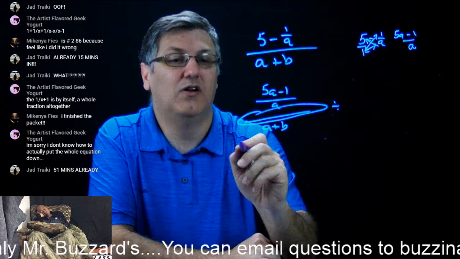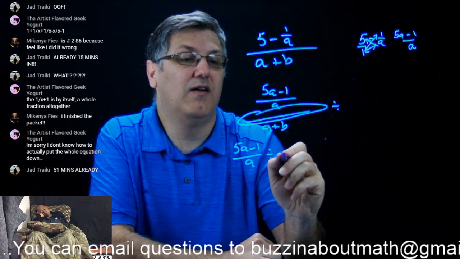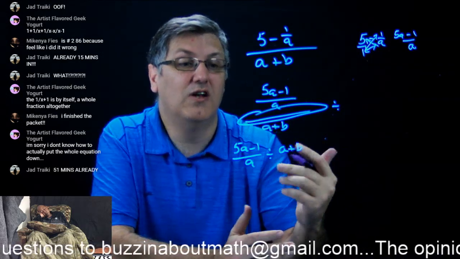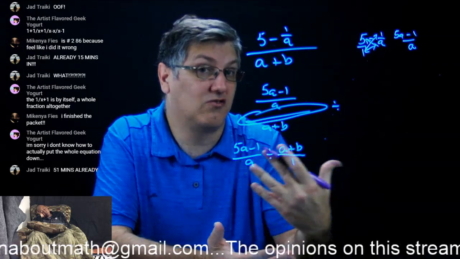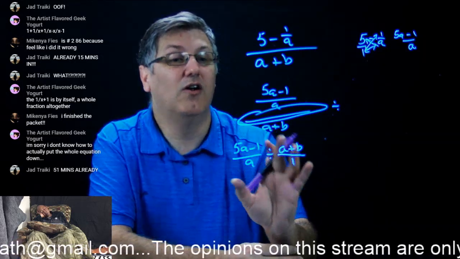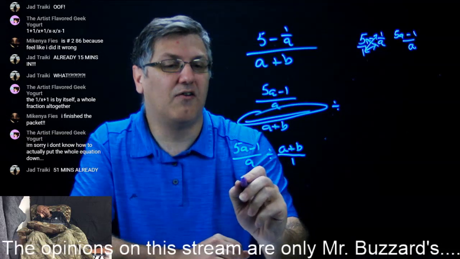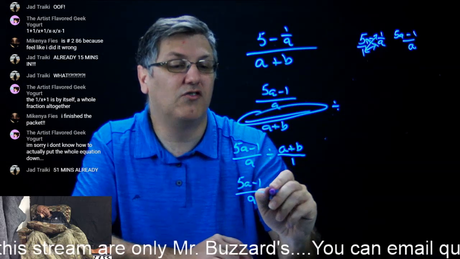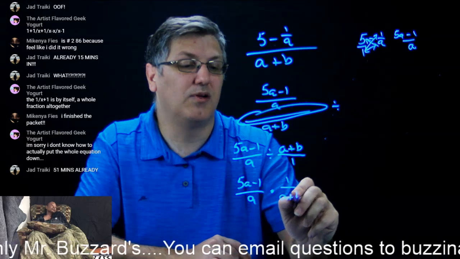Now, this bar right here represents my division symbol. So we can do 5a minus 1 over a divided by a plus b. Now, anything that doesn't have a fraction, you can just make it a fraction over 1. That's just a general rule, a normal math trick we do. From here, it's the same idea of keep, flip, and change. So I keep my first fraction, 5a minus 1 over a, change division to multiplication, and take the reciprocal of this. So I'm going to get 1 over a plus b.